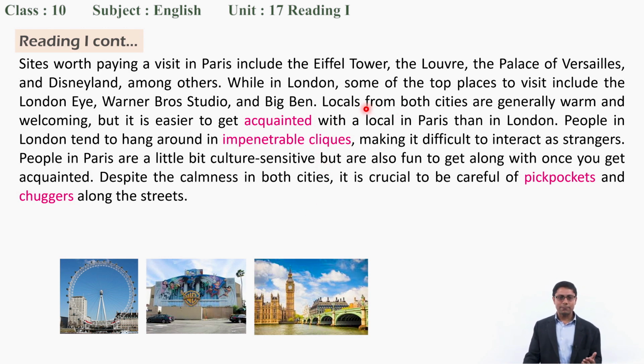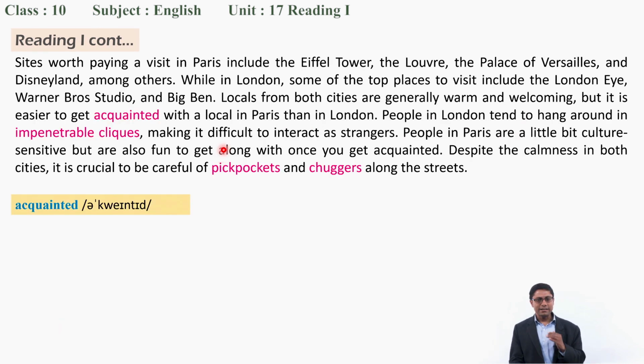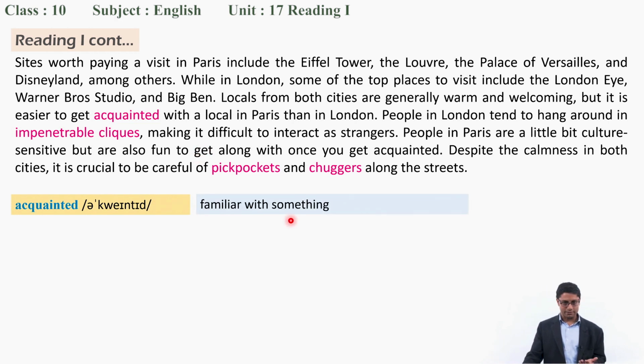If you look at people, locals from both cities are generally warm and welcoming. But it is easier to get acquainted with a local in Paris than in London. So you can easily get acquainted with the people in Paris. Acquainted means be familiar with. You can be easily familiar with those people.